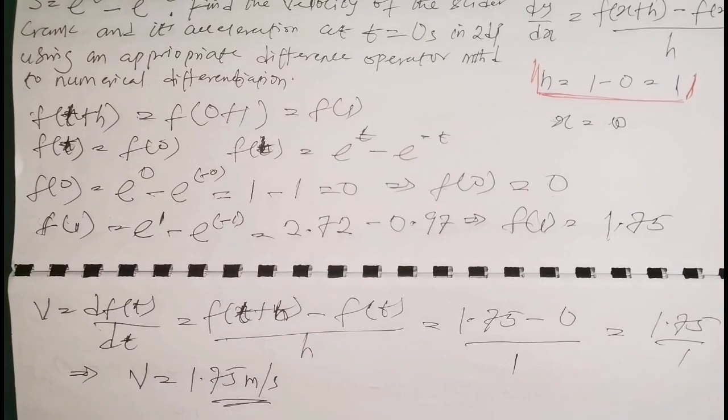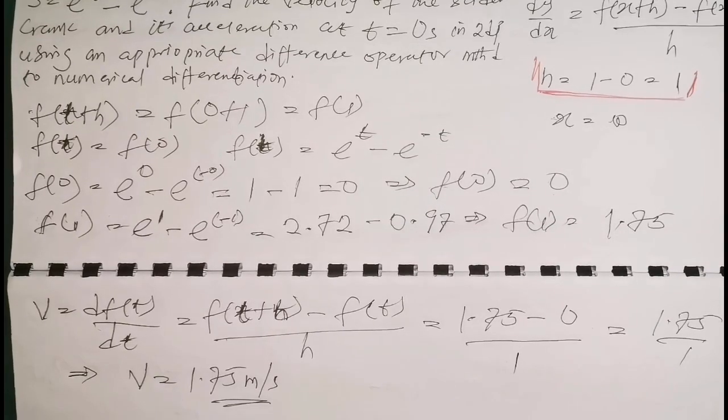Now, the next stage, we should find the acceleration also when t is equal to 0. Acceleration simply means the double derivative of the distance, or simply the single derivative of the velocity function. So if we take the second derivative of the displacement or distance, we simply have what? The acceleration, the second derivative with respect to time.